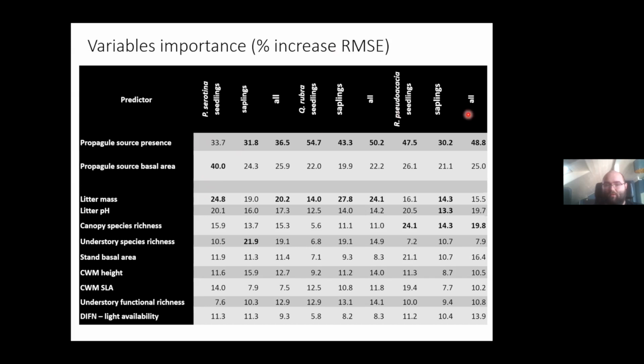We found that for all of these biomasses, the most important factor was propagule source presence or propagule source basal area. This means that the natural regeneration of the studied alien tree species is limited by the availability of paternal trees. Also, we found high importance of litter mass, litter pH, light availability, and other site characteristics, but the presence of the propagule source was the most important.